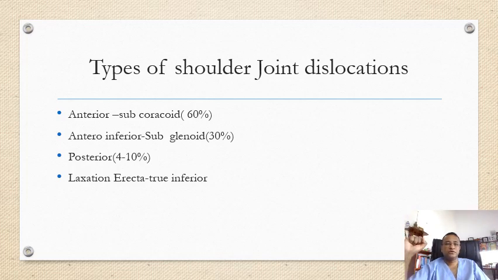Then we have anterior inferior dislocation. Now it has dislocated anteriorly and it has gone inferior, and is located just below the glenoid. 30% of them are subglenoid. Then a rare one, posterior dislocation. This occurs most of the time when people fall on the ground without consciousness, such as with epileptic fits or electrocution. And another rare type is true inferior dislocation.